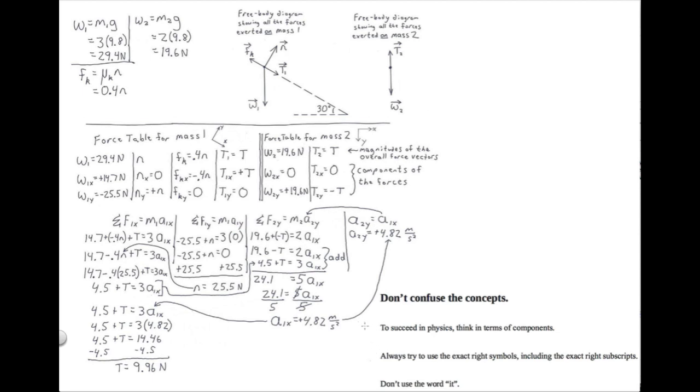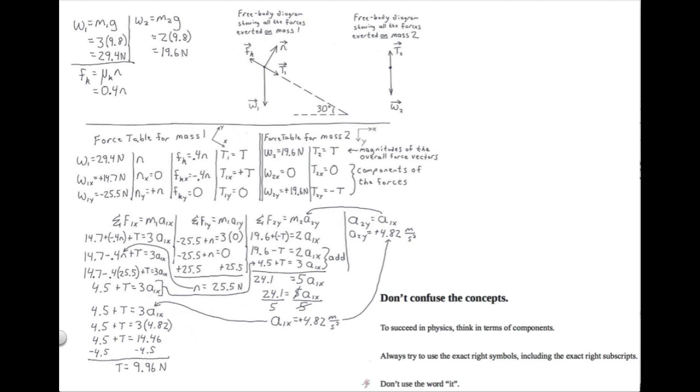Another very important technique is think in terms of components. For example, it's very important not to confuse or mix up A sub 1x and A sub 1y. Notice how A sub 1y is 0, but A sub 1x certainly is not 0. So again, we have to use the correct x and y subscripts and think in terms of components to make sure we're not mixing up those two components. Notice how we were very clear in our thinking that we were focusing on the x component of the acceleration for object 1, but focusing on the y component of the acceleration for object 2.